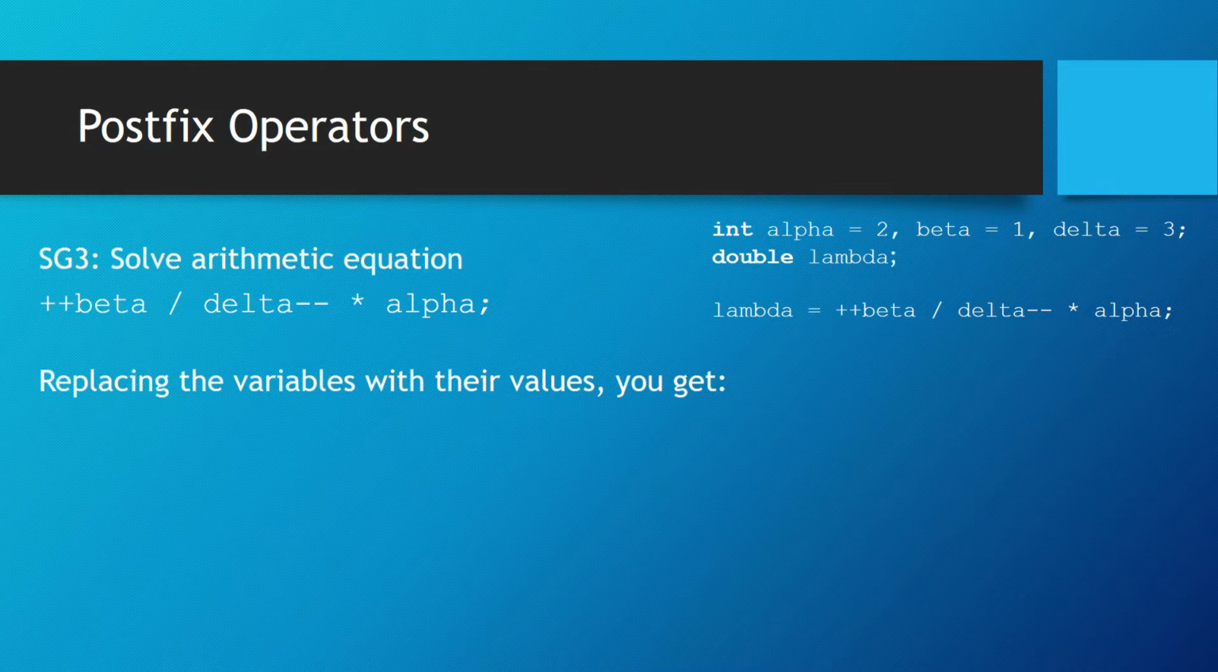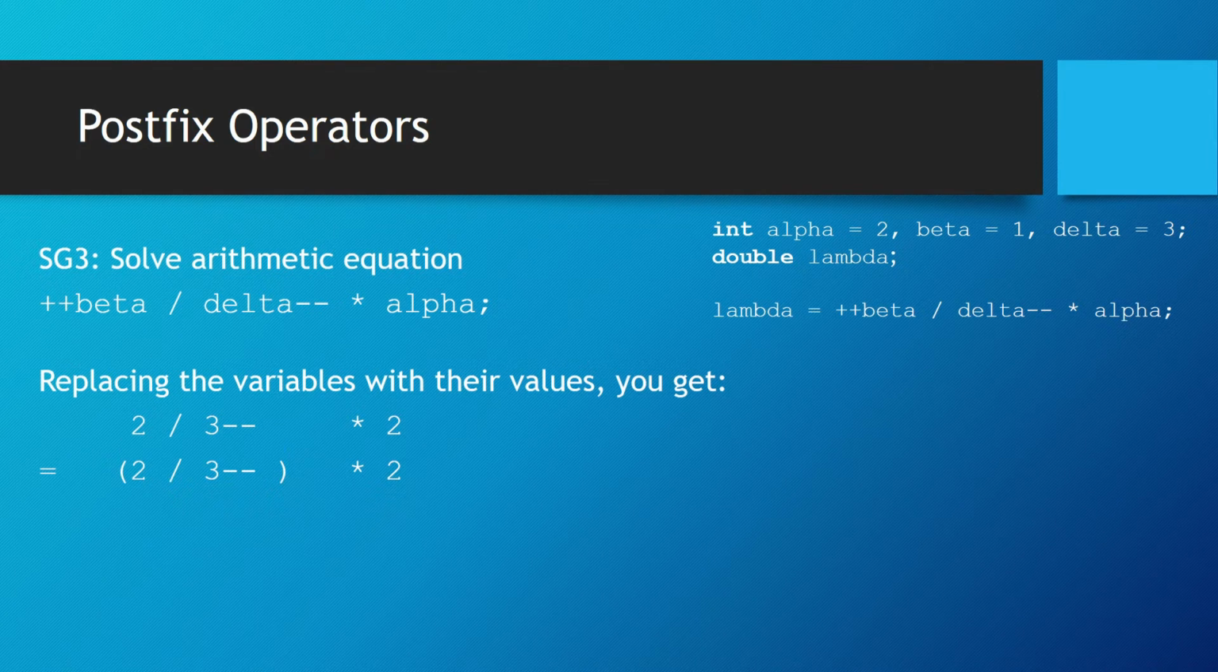For subgoal 3, we solve the arithmetic equation. We begin by replacing the variables with their values. Beta now has a value of 2, so we have 2 divided by 3, don't forget the post-decrement operator, times 2. Following operator precedence, we start with the division.